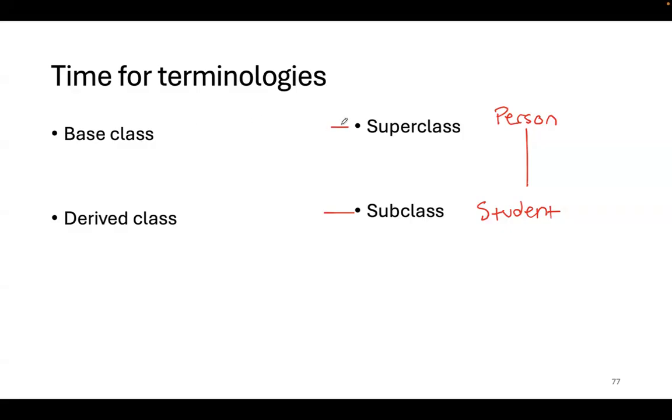All right, so you will see superclass and subclass, especially in Eclipse. You might hear me talk about base class and derived class. They mean the same thing. So the idea is the more general thing is the superclass, it's the base class. The more specific thing is the subclass and the derived class.